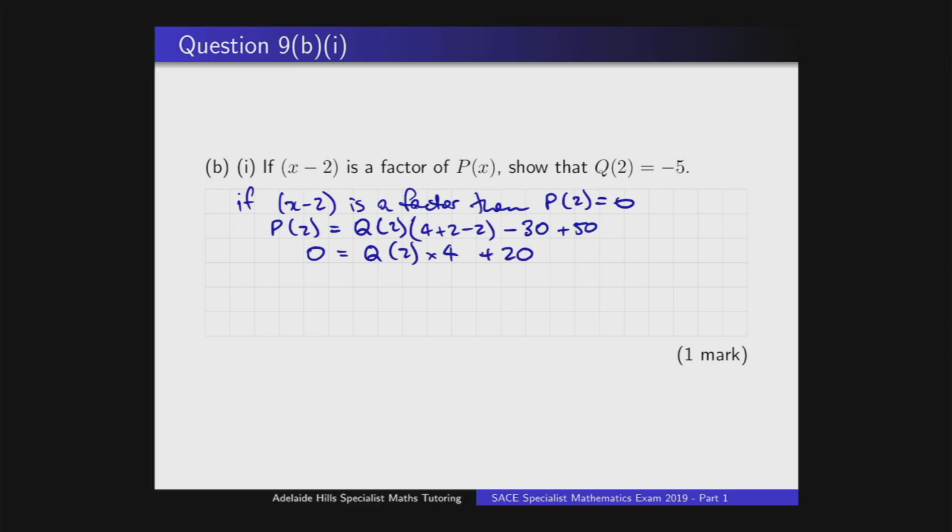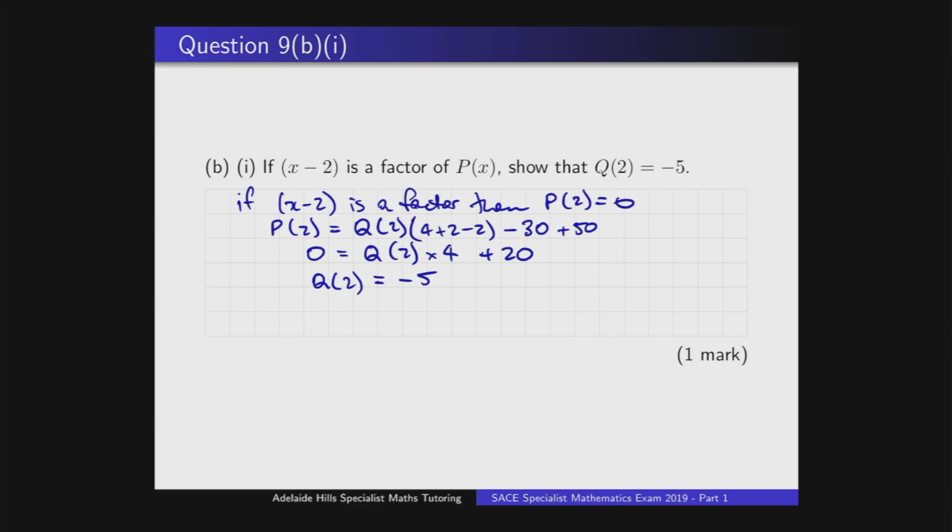So basically we can simplify and make q of 2 the subject of the equation. We get minus 20 on one side, and then we divide by 4, we get minus 5. Okay, so q of 2 equals minus 5, which is what we needed to show. All right, so that's part 1 of B.